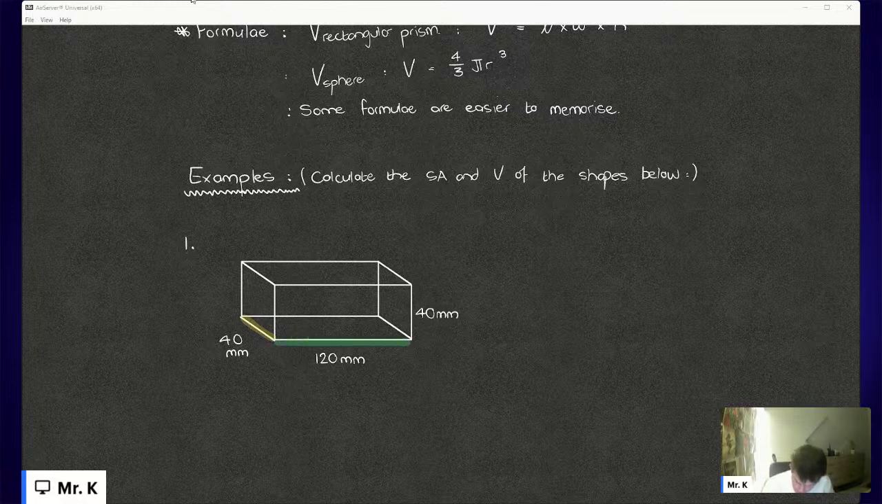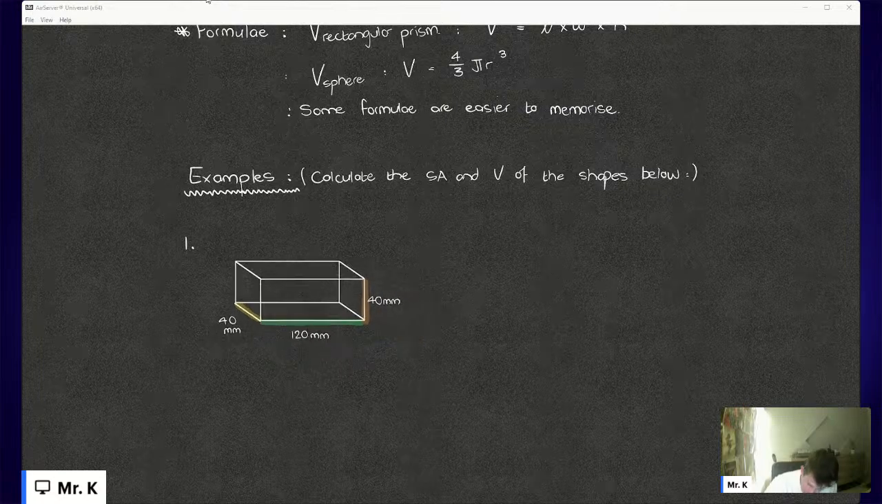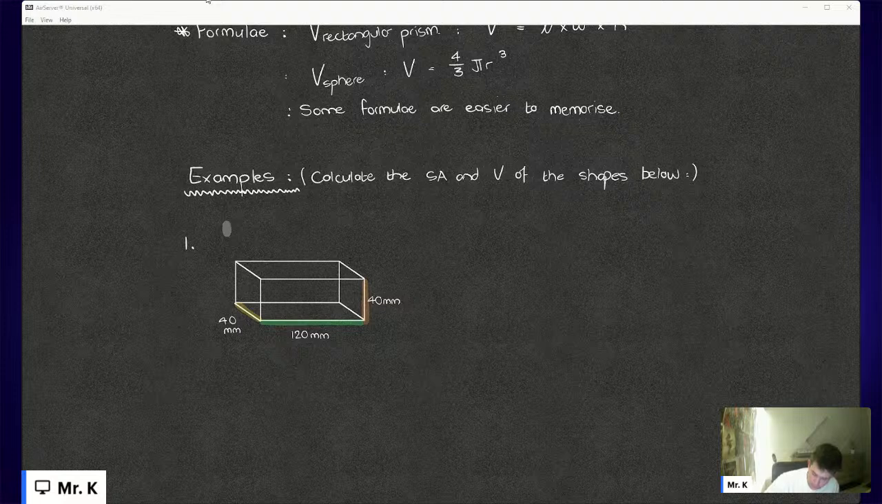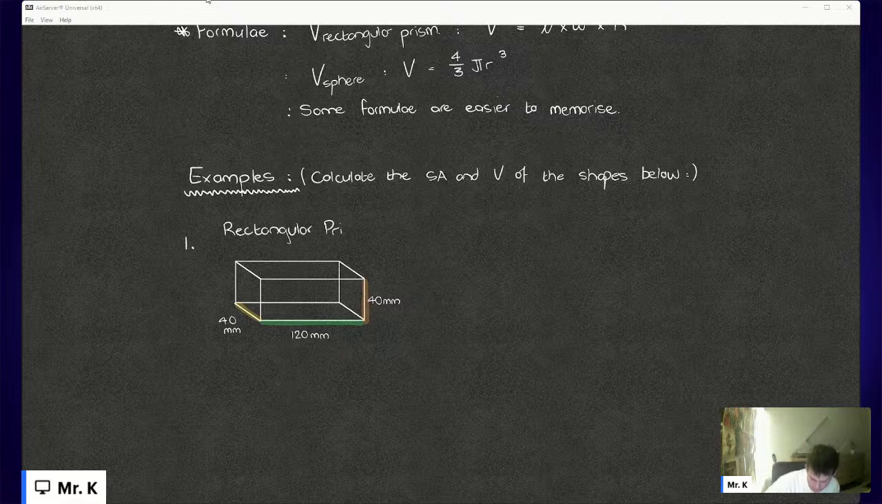Now, when it comes to working on a rectangular prism, remember I said to you that there are going to be some formulae that you can learn off by heart, while others you can try and figure out as you make your way through an example. This is one of those examples. So it's a pretty simple shape over here. I'll give you guys a second to copy once I have finished the question.